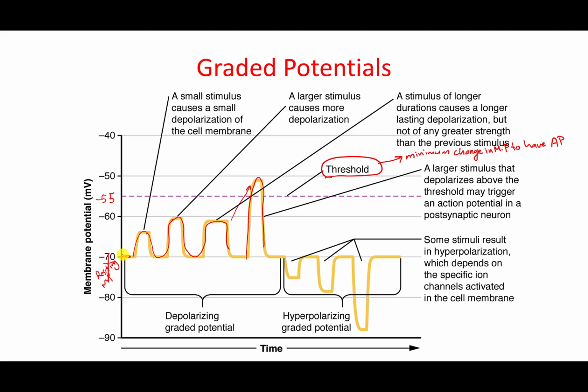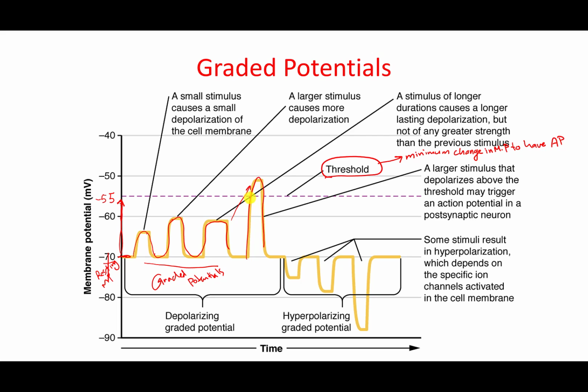So any changes in the membrane potential that do not reach the minus 55, these are all graded potentials. All of them are graded potentials, that they are very small and very local. They are not going to cause an action potential.